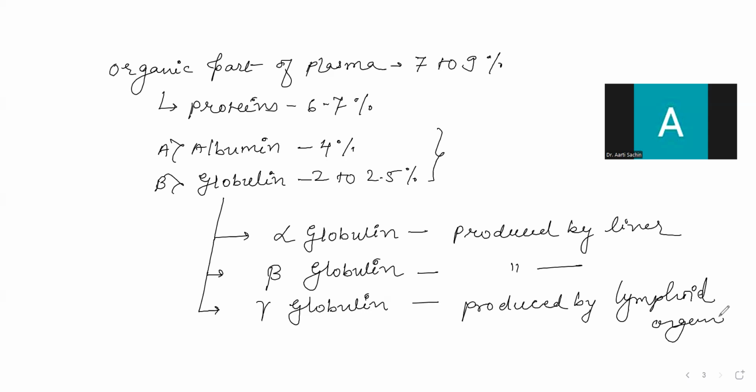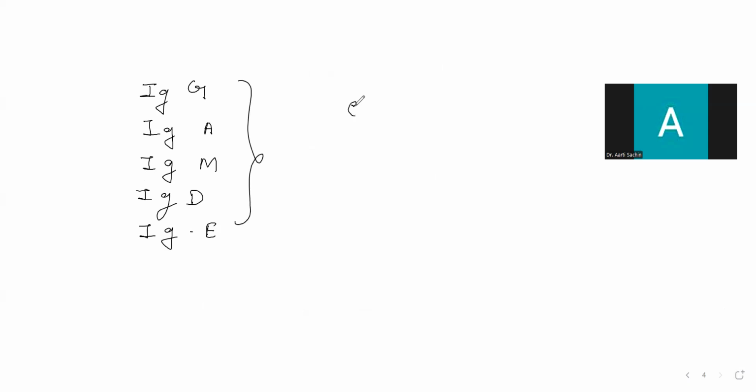And these are the immunoglobulins. There are 5 types of immunoglobulin: immunoglobulin G, immunoglobulin A, immunoglobulin M, immunoglobulin D, and immunoglobulin E. So you can make a short trick for that: GAMDE. That is a short trick for these immunoglobulins.